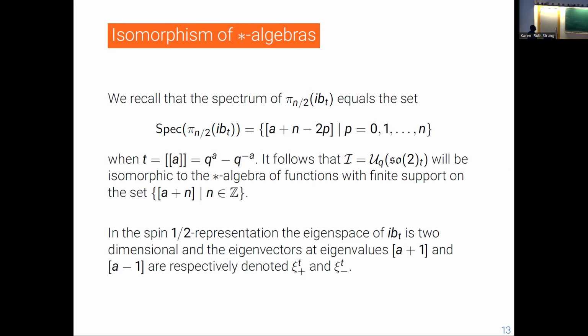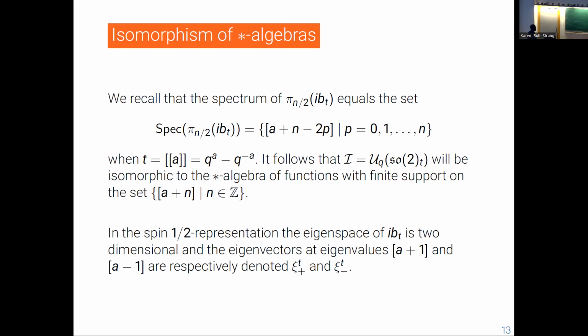Okay, now we come back to our previous setting. We recall that the spectrum of IB, which is the generator of the coideal IT, is equal to this set here, where T here is the quantum number, as Professor Juncken has explained in his presentation. It follows also that this should be IT here. It follows also that this left coideal here is isomorphic to the star algebra with finite support functions in this set.